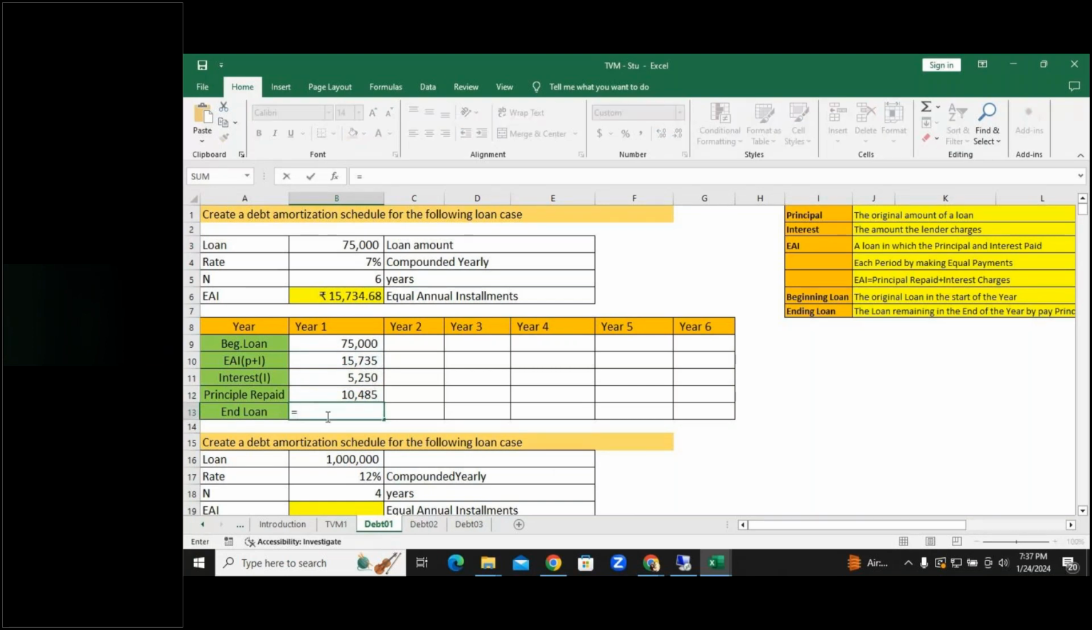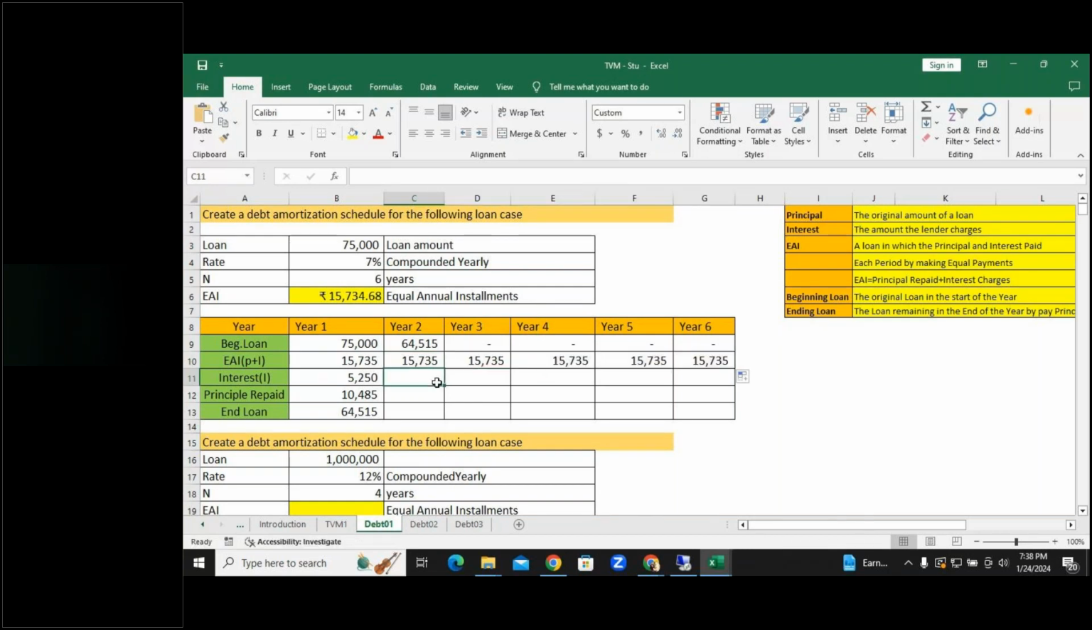Now I want to check, at the end of the year, what is the loan amount that is remaining. So that is the beginning of the loan minus principal repaid, which is 64,515. Whatever the end of the loan is will become the beginning of my next year. So the end of the loan for the first year becomes the beginning of the period. EAI is going to remain the same for every year. I'll select the same thing and use the fill handle.